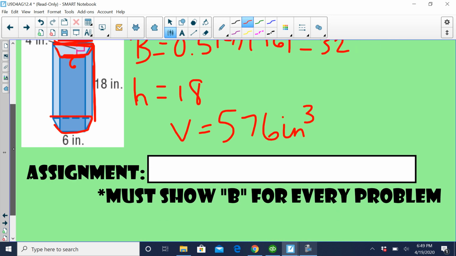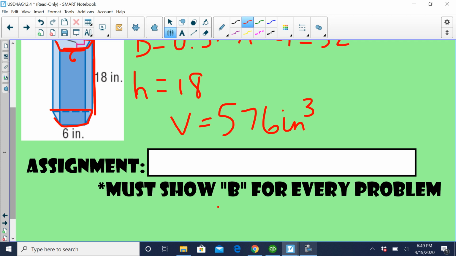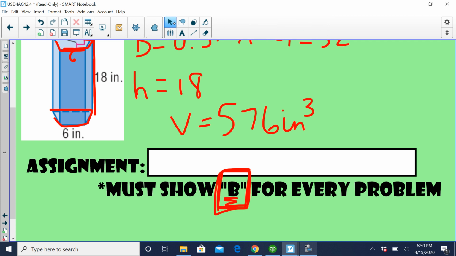Okay, so for the assignment, one thing that I want to point out here is that it's 2 workbook pages. And it says you must show B for every problem. That means I want to see what you got for the area of your base for every problem. I don't just want an assignment with all the volumes listed, because I know that you just multiply for a lot of these, but I want to see that you actually calculated the base. That's very important.